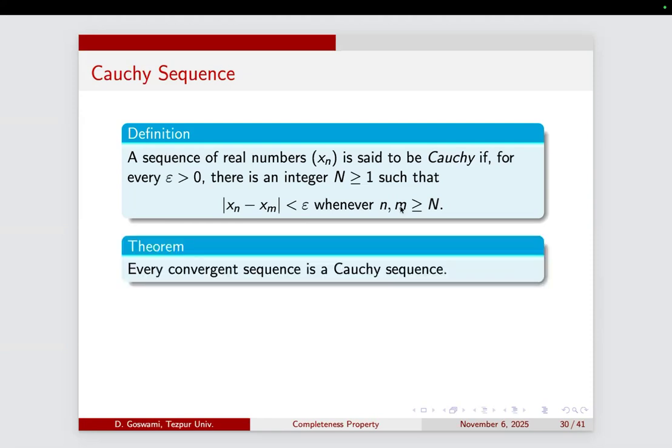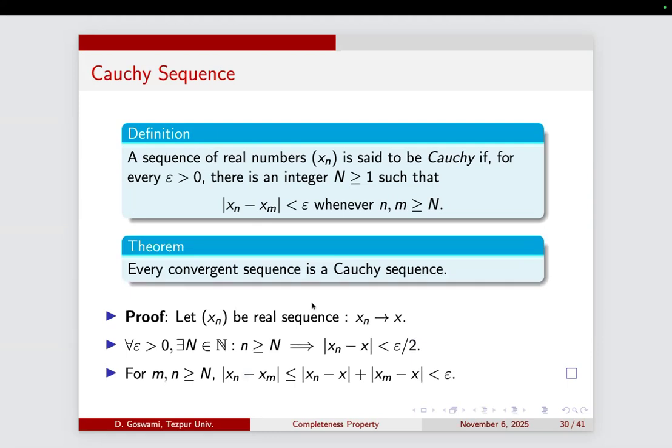Every convergent sequence is Cauchy. You can immediately show that, because if I want to compare any two elements, you just compare each with the limit, because I already know that sequence convergence means the distance between xn and x is very small. So in order to compare the distance between xn and xm, I will compare the distance between xn and x, and xm and x. Their distances are very small, so this distance as a whole is very small.